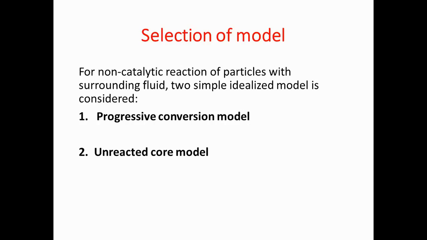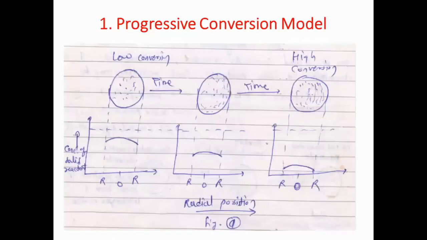Above these two types we have already seen, and based on how the fluid reacts with the solid, these two models are described, that is the progressive conversion model and the unreacted core model. So we see one by one. First one is the progressive conversion model. Initially the particle with low conversion will be considered. Initially the fluid reacts with the solid on the surface of the solid.